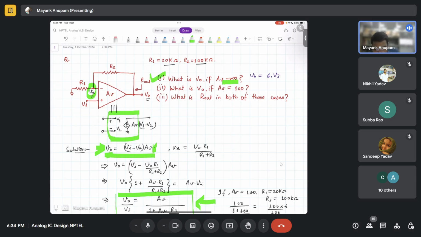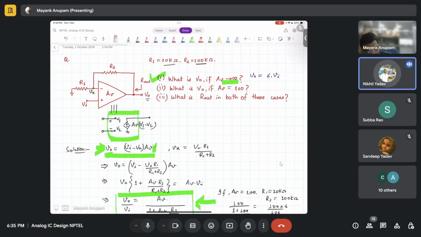Now I also have to somehow eliminate Vx, which I assumed, because I only know what Vi is, and I want to find out what V0 is. So I need to eliminate it somehow. What will I do? I wrote another equation to get Vx. So basically Vx is what? You can see this resistor divider, right? It's a voltage here at this place, and Vx is basically the resistor divider ratio.